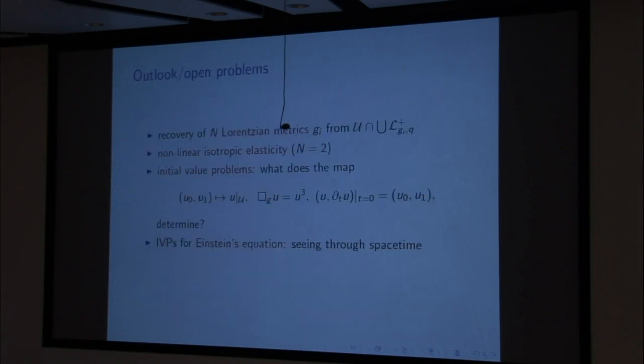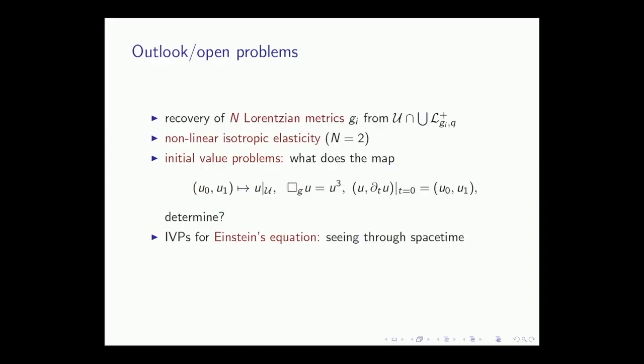There are some very natural continuations of this which you can look at. For instance, you could try to recover not just one, but n Lorentzian metrics from knowing the observation sets of all n combined. This sounds a little silly, but isotropic elasticity would give you a natural example of this, where you have two sound speeds, namely one from p and one from s waves. And so you can try to recover both p and s wave speeds in this geometric manner.